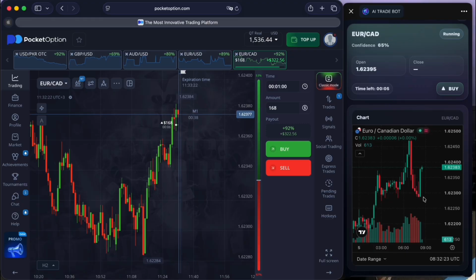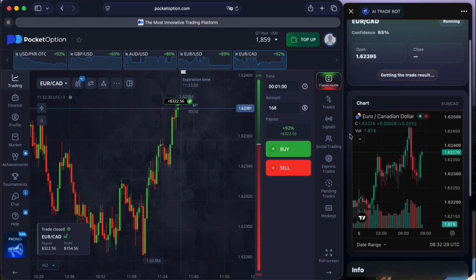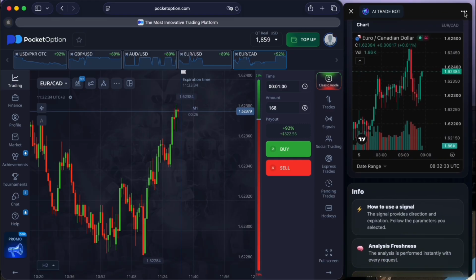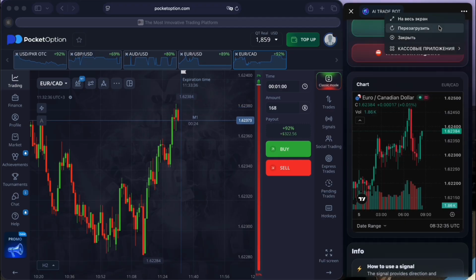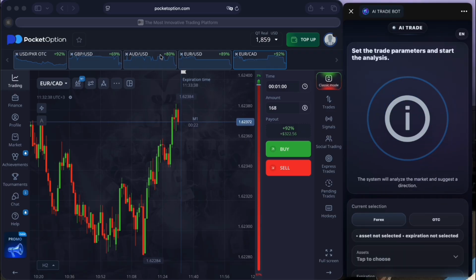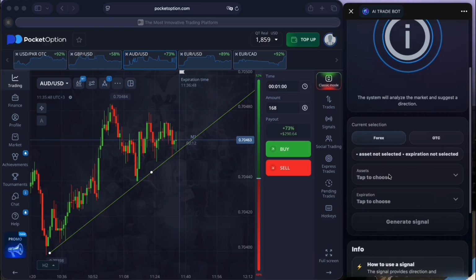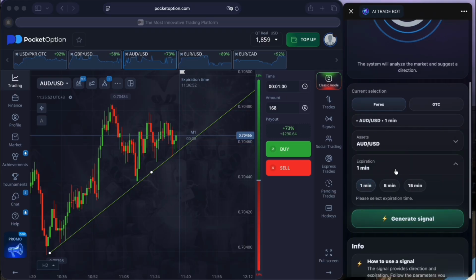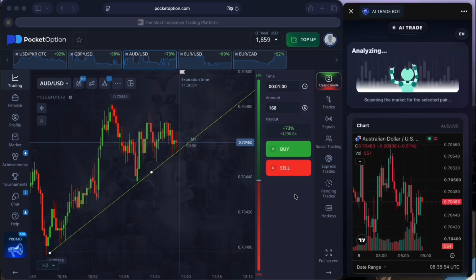I expect another plus entry point here and another $160 deposit. There is another increase. Only 1 entry point remains for us until we complete the goal for this video, so I boldly restart this bot and move on through my assets. I switch to the Australian dollar. Previously, we also traded on this asset, noting an upward trend line here. Let's re-request our signal here.